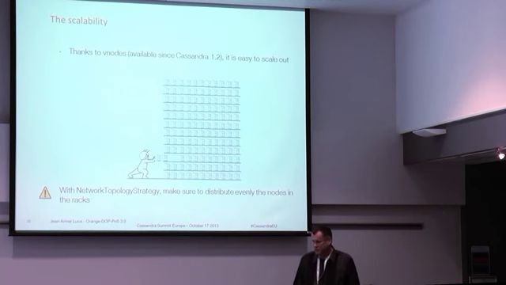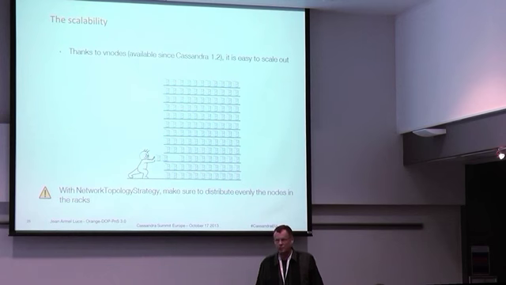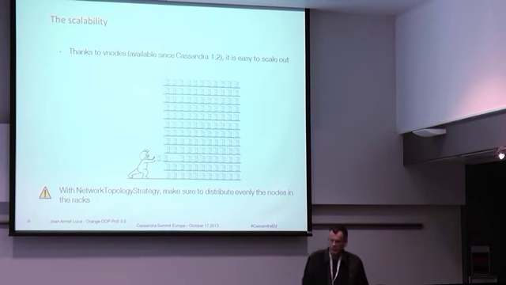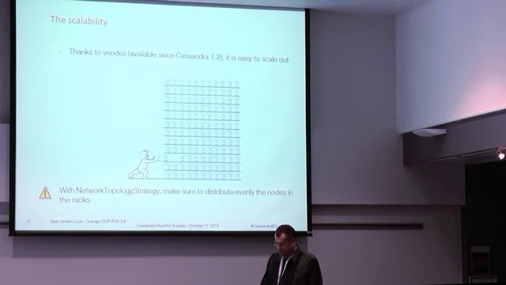Virtual nodes are now available since Cassandra 1.2, since the beginning of 2013. And with virtual nodes, it's very easy to add new nodes in a cluster. You just have to install Cassandra on the new node, configure it, set the cluster name, the seed list, and so on, start Cassandra, and it works. We just have to make sure, because we use a network topology strategy, that the nodes are evenly distributed in the racks, but it's as simple as this.